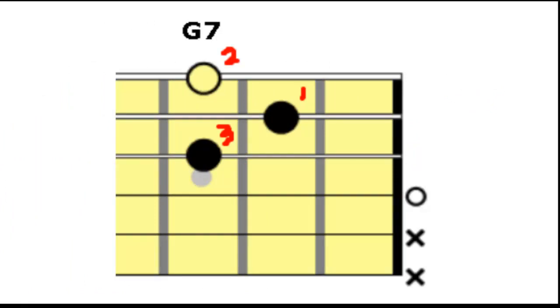The next chord in our progression is the G dominant 7th chord, and here's the voicing that I'm using for G dominant 7th.